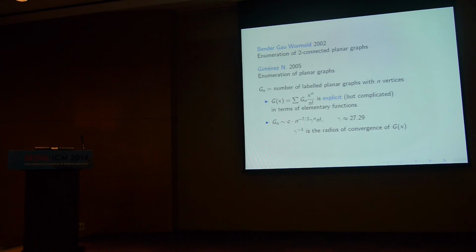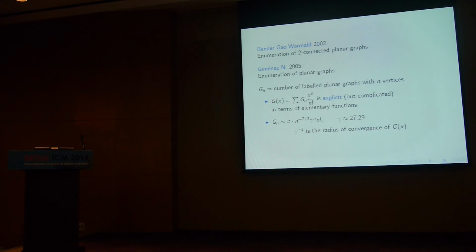And in particular, you can give a precise estimate of the number of planar graphs. There is an n factorial here. There was no n factorial before because the objects were not labeled. Now they are labeled. And this is, let's say, the exponential growth, which is a certain constant that you can compute.